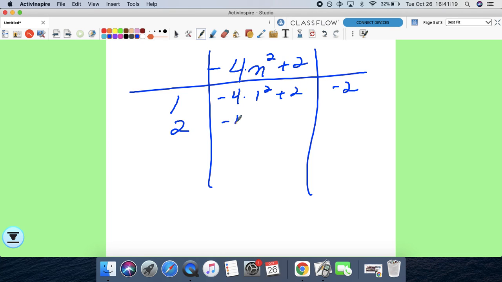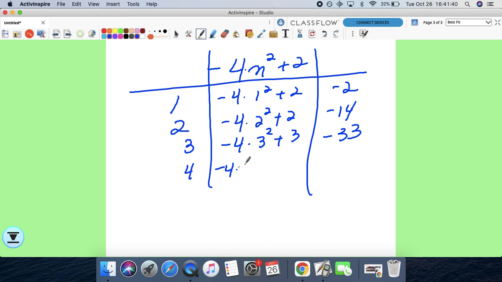When it's 2, it's negative 4 times 2 to the second power plus 2. 2 to the second power is 4. 4 times negative 4 is negative 16. Negative 16 plus 2 is negative 14. 3 to the second power is 9 times negative 4 is negative 36. Negative 36 plus 2 is negative 34.